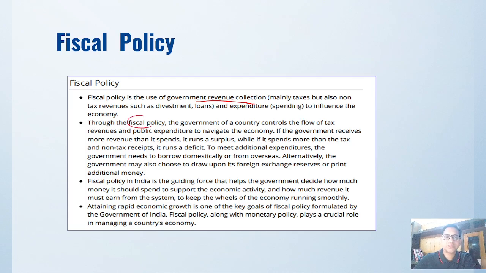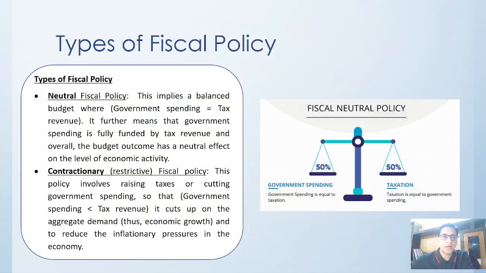So fiscal policy helps in controlling the flow of tax revenue, like where the revenue will go, where it will be utilized, whether it is surplus, whether it is deficit, all these things that we are going to discuss now. Now, there are types of fiscal policy that the government follows.